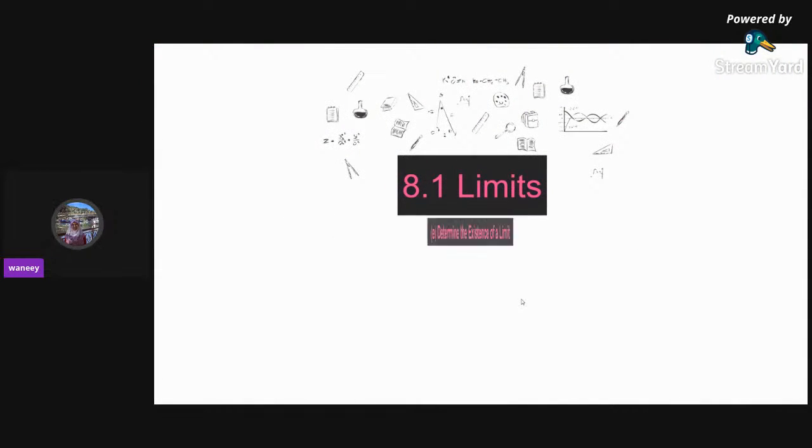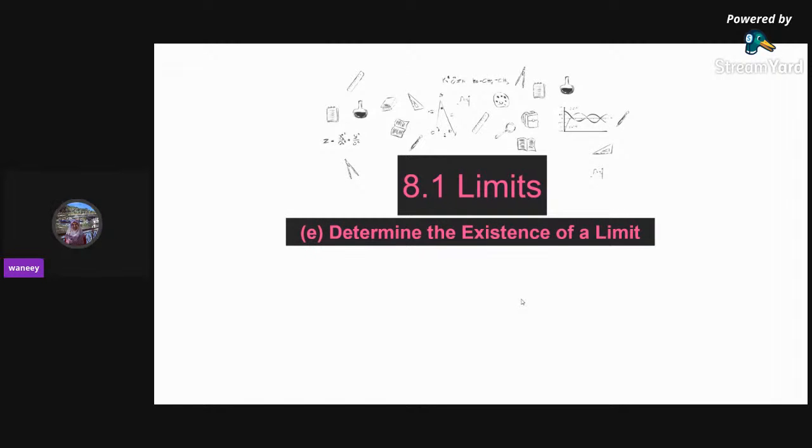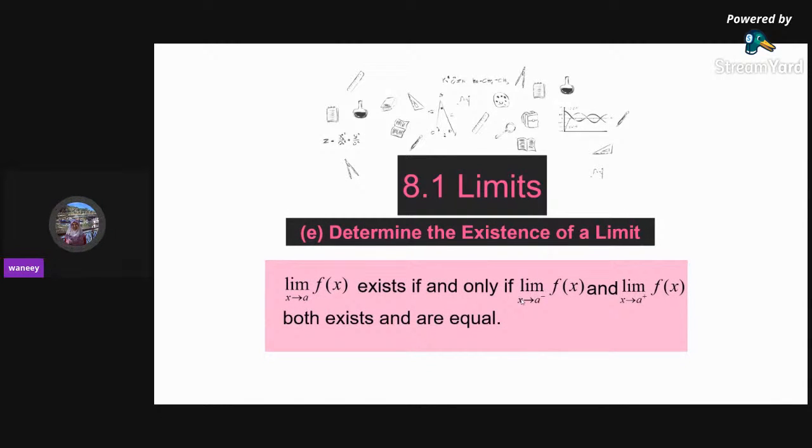Okay, so now limit. Determine the existence of a limit. The limit for x approaches a for f(x) exists if and only if the limit for x approaches a from the left hand side for f(x) and the limit for x approaches a from the right hand side for f(x) both exist and are equal. That means we are supposed to get some value when we are looking for the limit as x approaches a from the left hand side for f(x).